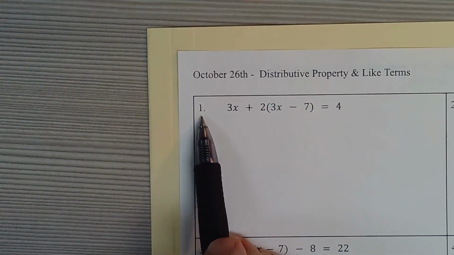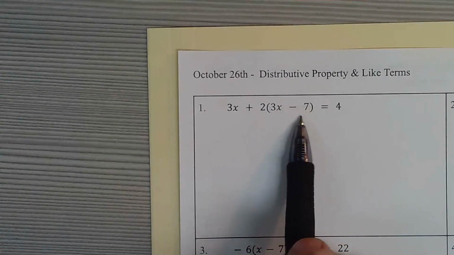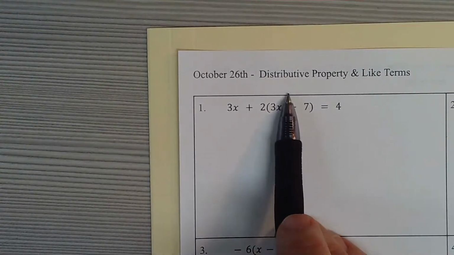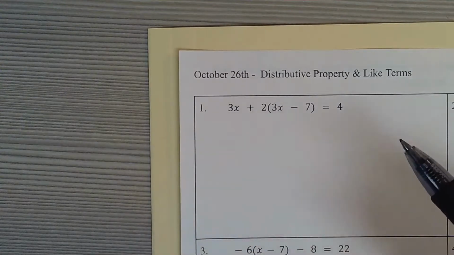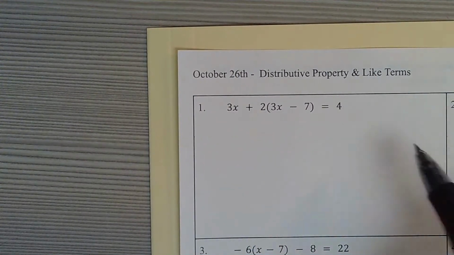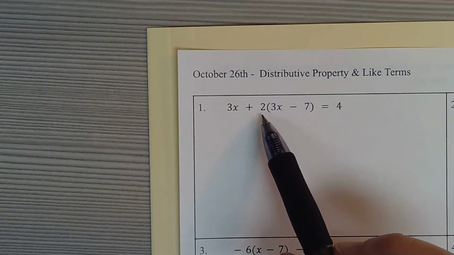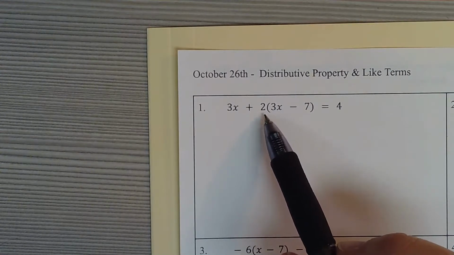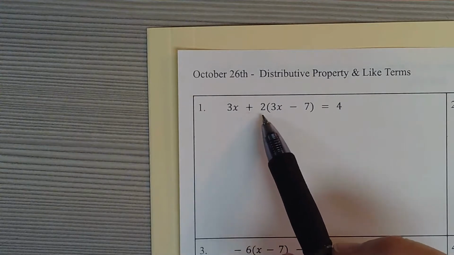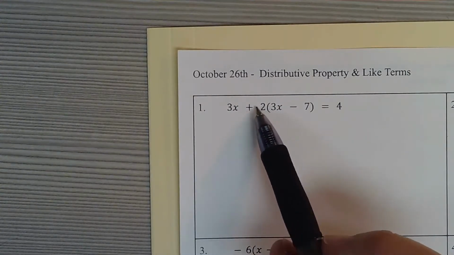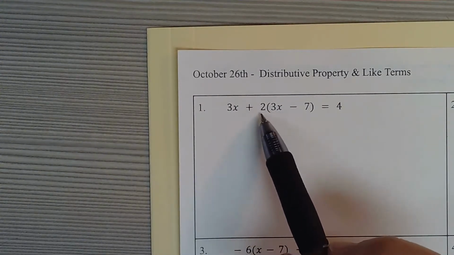So in number 1, I see that there are parentheses. Anytime I see parentheses in an equation, I'm going to need to distribute. Okay, and think parentheses first, just like you did for order of operations. So the number that is directly on the outside of the parentheses is the number you are distributing. And this plus sign goes with the 2. So we are going to distribute a positive 2.